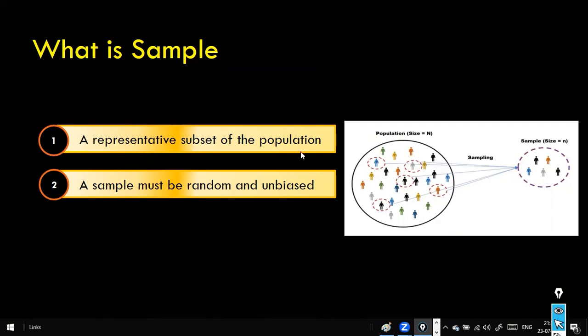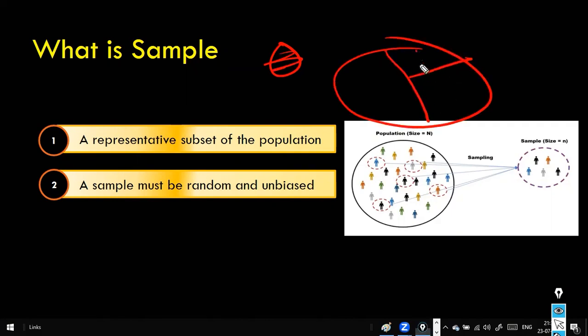So what do you mean by a representative subset of the population? When you draw a sample, it should cover all the groups. A simple example is you are running a survey. In your population, you have high income group people, medium income group people, and low income group people. If you run a survey only with high income group people, and then you decide that all the customers' average spend in a month is 1,20,000, can you draw a conclusion like that?